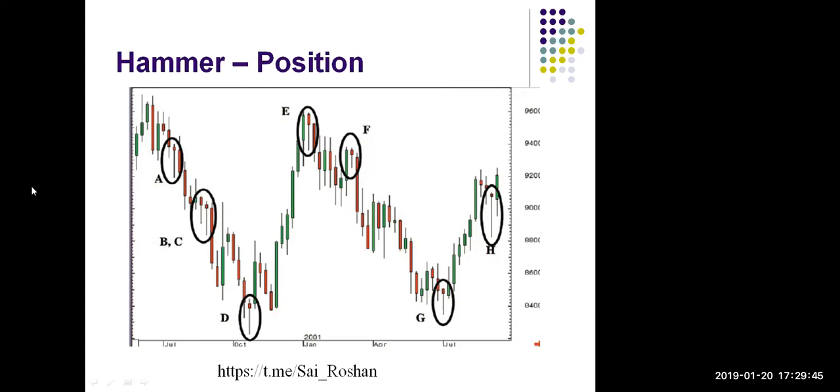And here at E, you can find one more hanging man. And D, I'm sorry, D was a hammer. D was a hammer. It is found at the bottom of a bearish trend and it signals a bullish reversal. And E is a hanging man. It is found at the top of the bullish trend. It indicates the reversal. Is it clear?